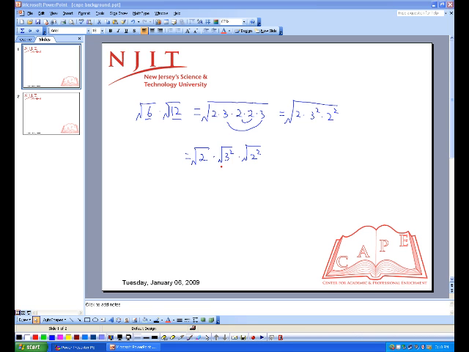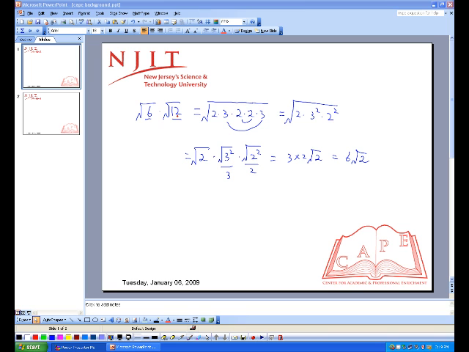And guess what? This is going to become 3. This is going to become 2. So the answer will be 3 times 2 times square root of 2, which is going to be 6 times square root of 2. Okay? So you see what I did?